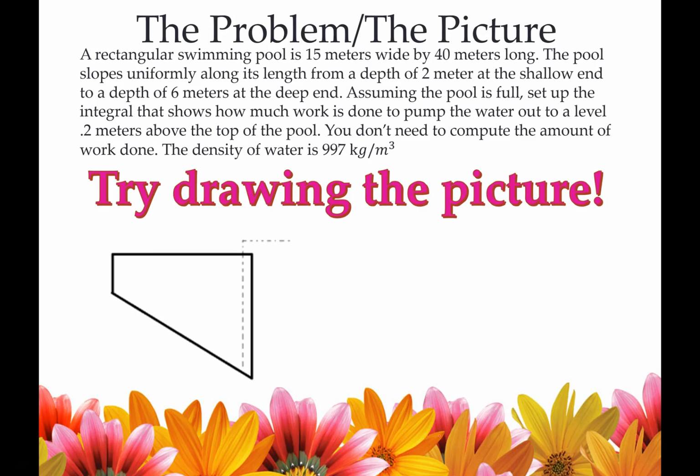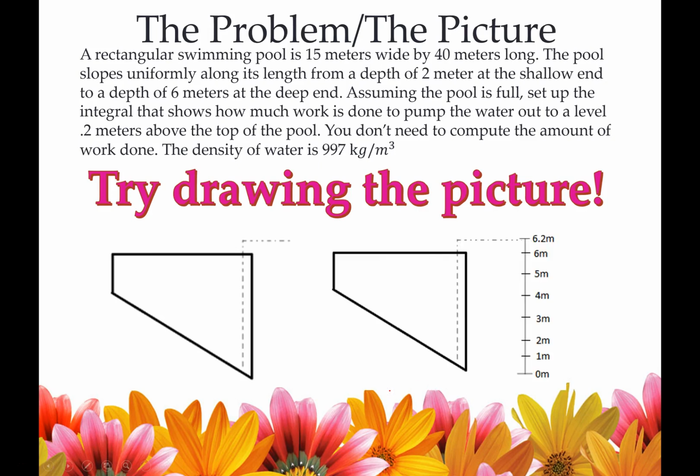But the first step would be to draw the picture. It states here that we have 6 meters at the deep end and 2 meters at the shallow end. So you can see here, there's 2 meters right there in the shallow end, and then obviously 6 meters in the deep end. This problem wants you to actually raise it 0.2 meters above the water, so that's why I've got that 6.2 right there.